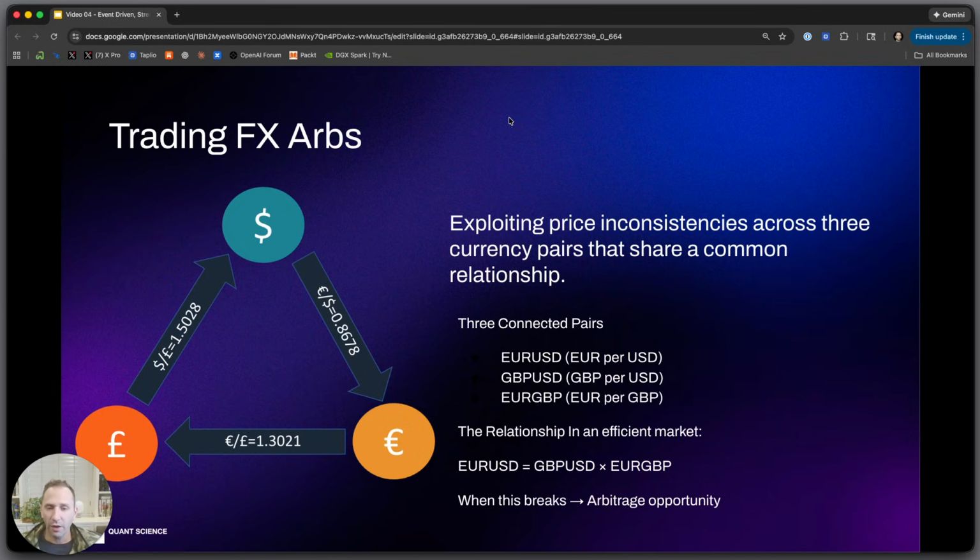So if you think about EUR/USD, which is the number of euros you get for a dollar, GBP/USD, which is the number of Great British pounds that you get for a dollar, and then EUR/GBP, right? There's a relationship between all three of these currencies, and in a perfectly efficient market, you will find that EUR/USD is exactly equivalent to GBP/USD times EUR/GBP. When this relationship breaks, there's an arbitrage opportunity.